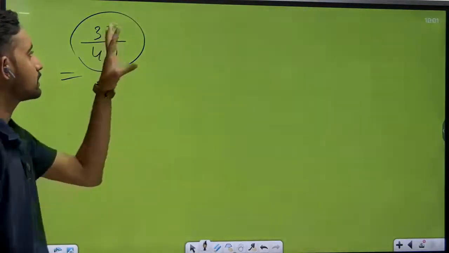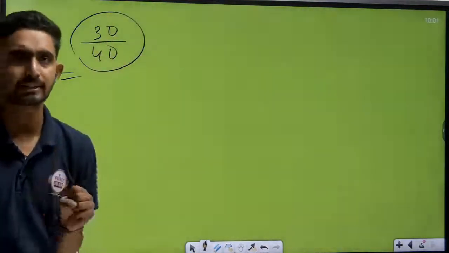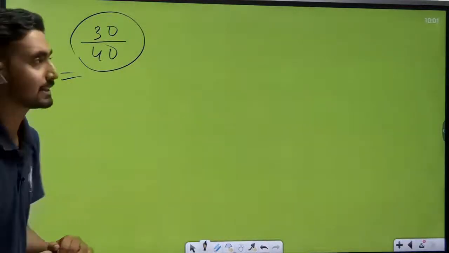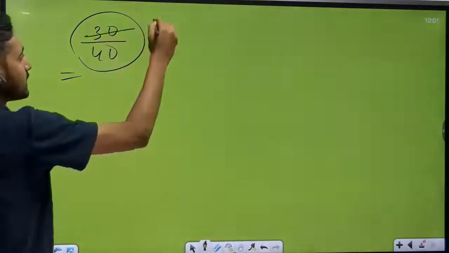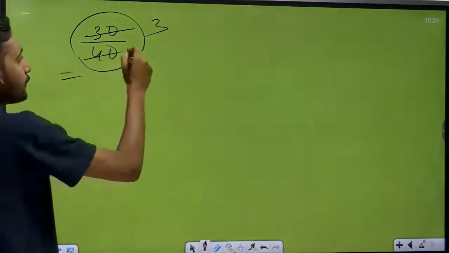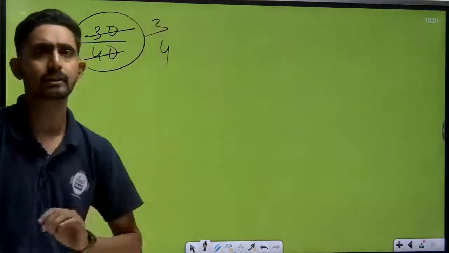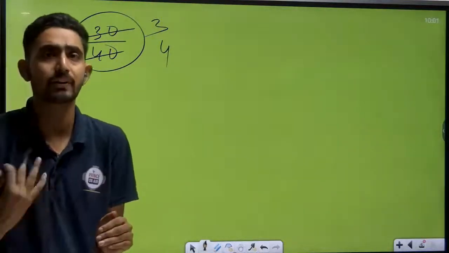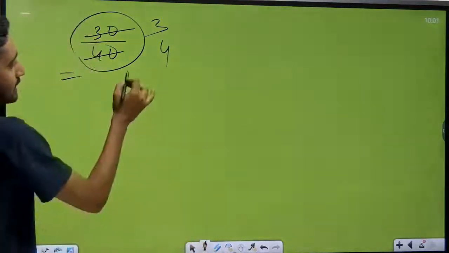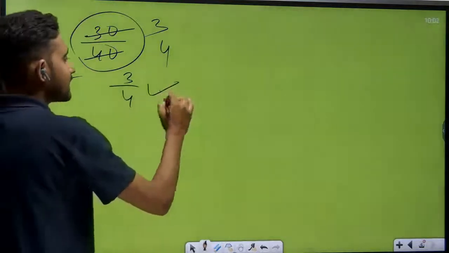These two numbers are divisible by which common factor? We can say 10, yes or no? They can be divided by 10. So 10 3s are 30 and 10 4s are 40. Now think, all of you, 3 and 4 are numbers that are divisible by any common factors? No. So that's why your answer will be 3 upon 4. That is the correct answer.